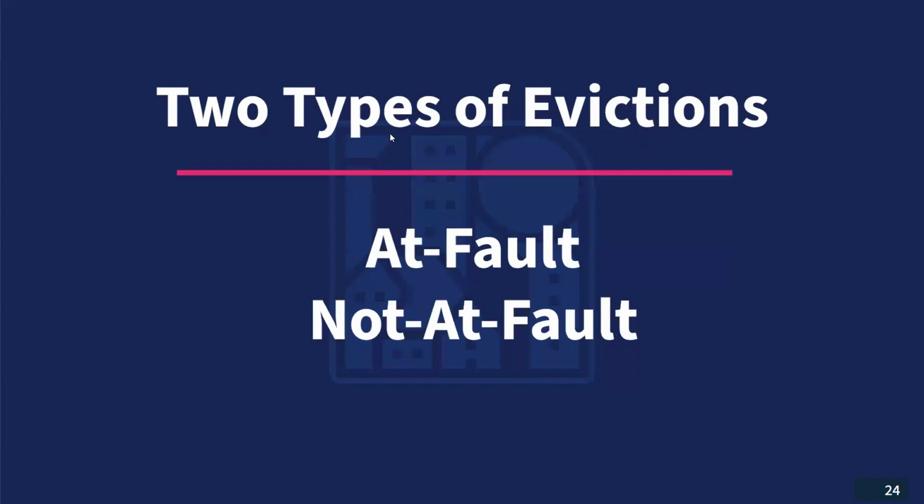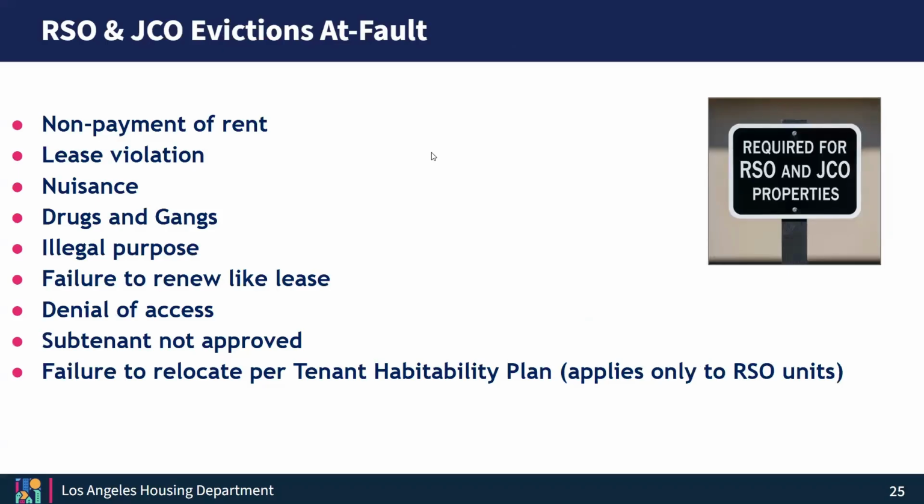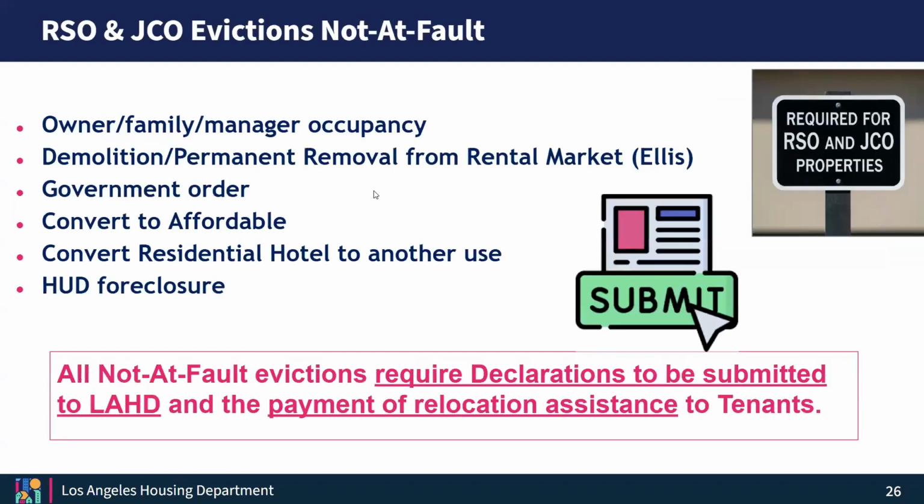2 types of evictions: at fault, not at fault. RSO and JCO evictions at fault: non-payment of rent, lease violation, nuisance, drugs and gangs, illegal purpose, failure to renew a like lease, denial of access, subtenant not approved, failure to relocate per tenant habitability plan. Applies only to the RSO units. Next slide.